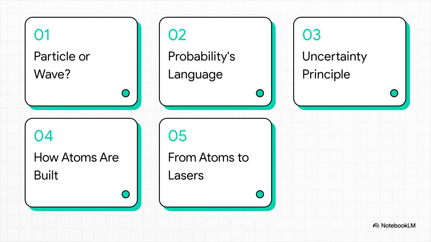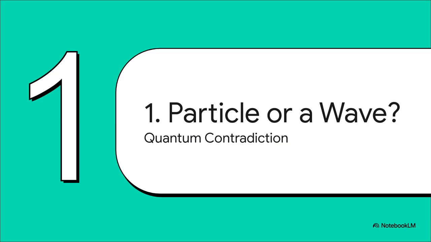So here's our roadmap. We're going to start with the biggest head-scratcher of them all. Is stuff a particle or a wave? Then we'll look at how science even talks about this stuff using the language of probability. After that, we'll get into the famous uncertainty principle, see how these bizarre rules actually build stable atoms, and then finally, see how it all clicks together in real-world tech like lasers. All right, let's get right into it.